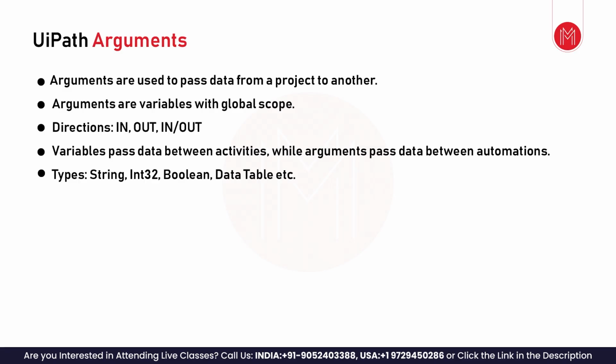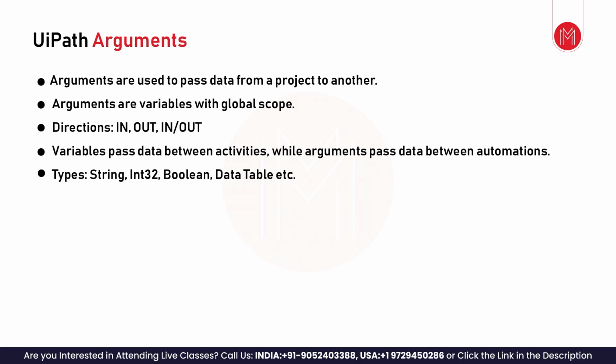And what are the directions of arguments? There are 2 types of arguments: input arguments and output arguments. Yesterday we were creating variables and selecting what type of variable it is. For example, it could be string, integer, or boolean. Yesterday we were selecting string and integer. But when you create an argument, an additional value is also supposed to be added. It is called the direction.